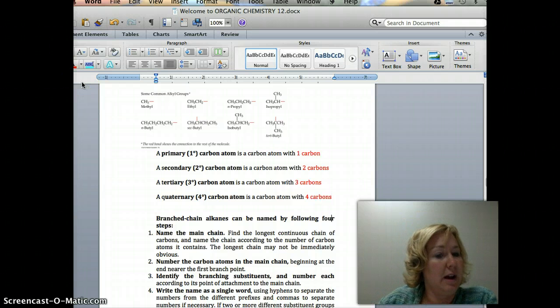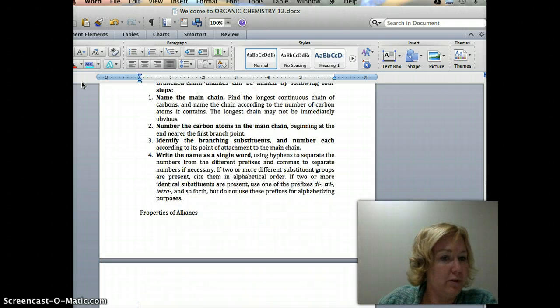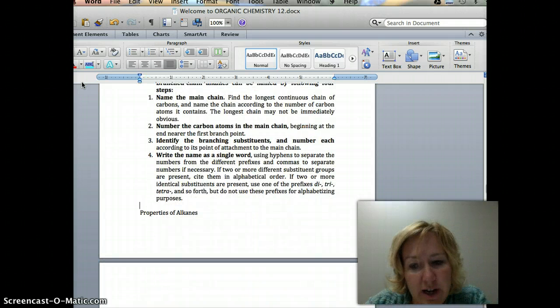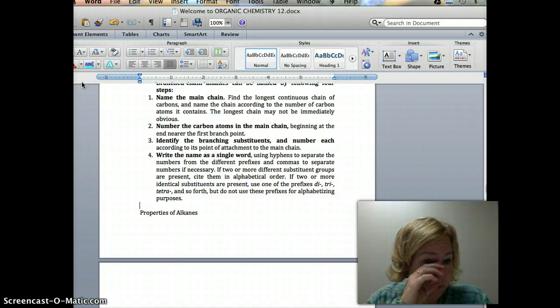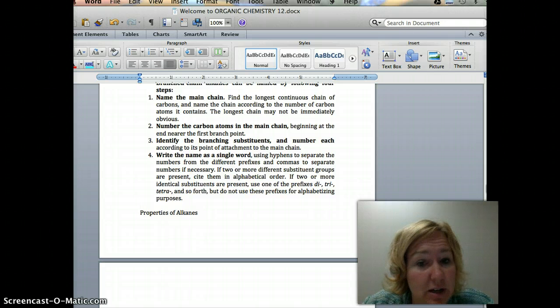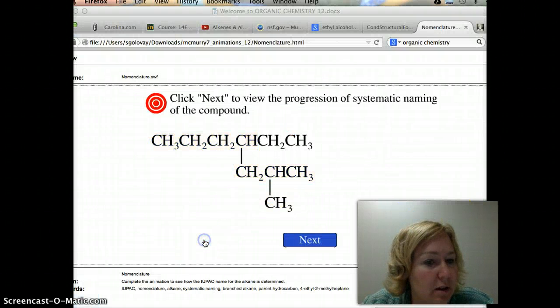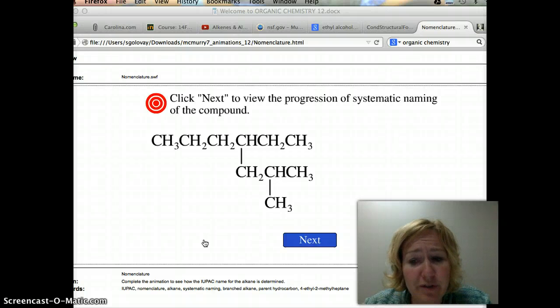Okay. Now, branched-chain alkanes can be named by following 4 simple steps. Name the main chain. So, how are we going to name the main chain? We're going back to that chart: meth, eth, prop, but, pent, hex, hept, oct. You're going to memorize that little chart. Name the main chain. Find the longest continuous chain. Now, I'm going to mess with you because it sounds so easy to find the longest chain. It's not. Okay, so let's go back. What do you think is the longest chain?